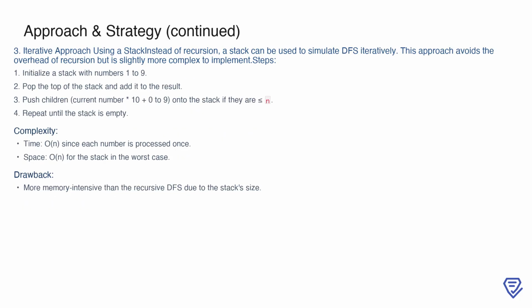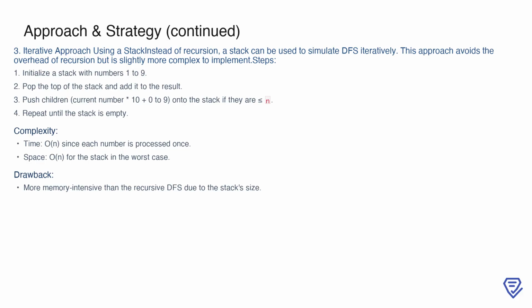An alternative to recursive DFS is an iterative approach using a stack. This approach simulates the DFS process without recursion. We start by initializing a stack with numbers 1 through 9. Then, we repeatedly pop the top number from the stack, add it to our result, and push its children onto the stack. Each child is formed by appending digits 0 through 9 to the current number, provided the resulting number is less than or equal to n. This process continues until the stack is empty.